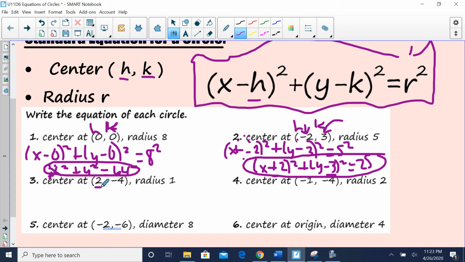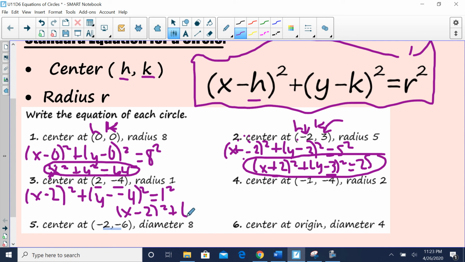If 2 is my h and negative 4 is the k, try and guess what your equation should be. It should be x minus 2 quantity squared plus y minus a negative 4 squared equal to 1 squared. How would I rewrite this equation? Does anything happen with the x minus 2? Nope, it stays as x minus 2 squared plus, what happens when I have this y minus a negative 4? This becomes y plus 4 quantity squared equal to the radius squared. 1 squared is just going to be 1.